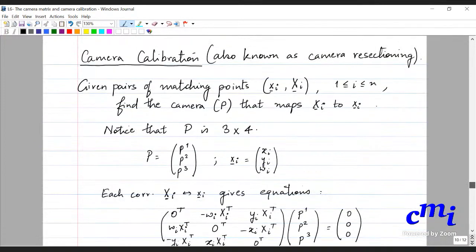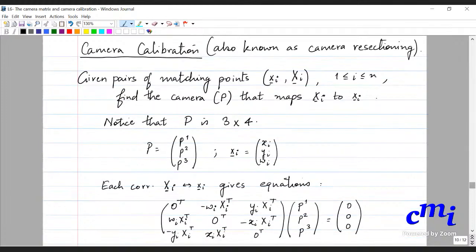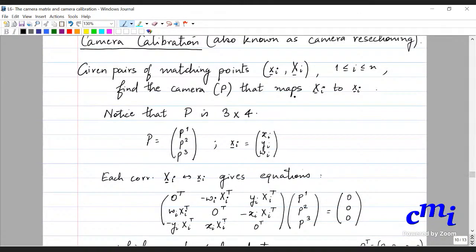Finally, the process of camera calibration, also called resectioning, is the process of coming up with the camera matrix from some number of matching points. This is almost like the homography we saw before. If you have some pairs of matching points, small xi and capital Xi, where capital Xi are world points and small xi are image points, you want to find the camera matrix P that maps all these capital Xi's to the corresponding small xi's. That is the problem.